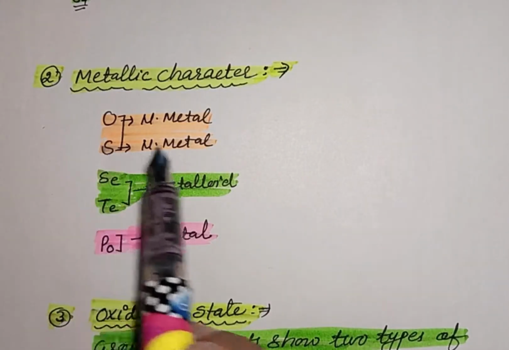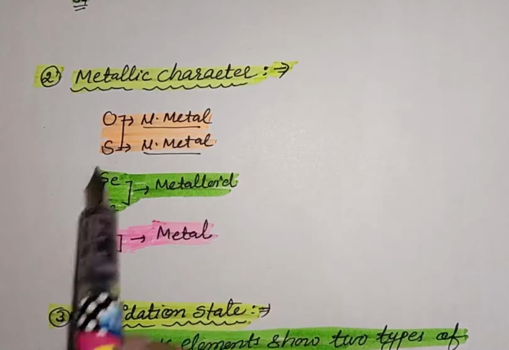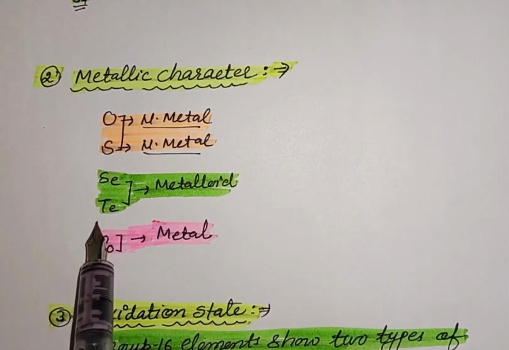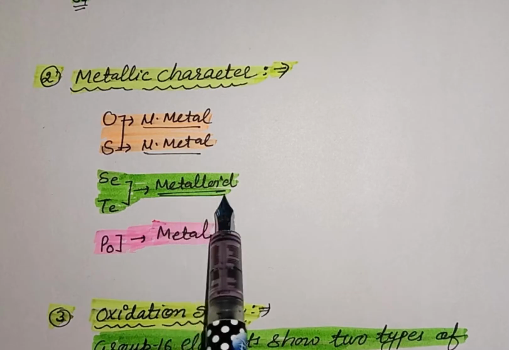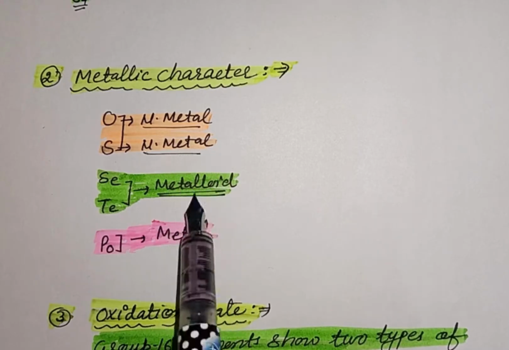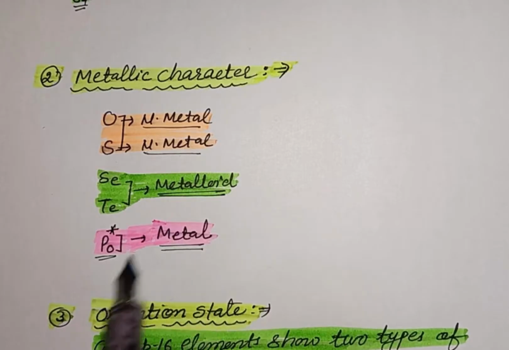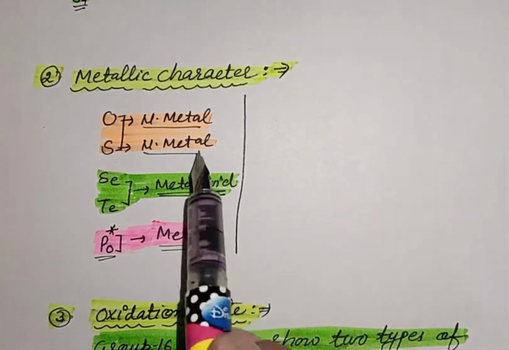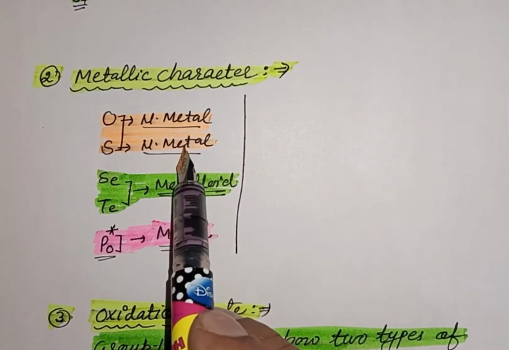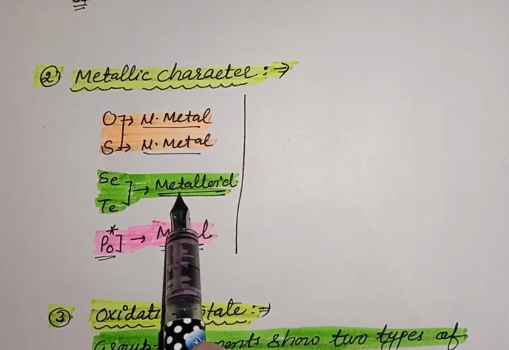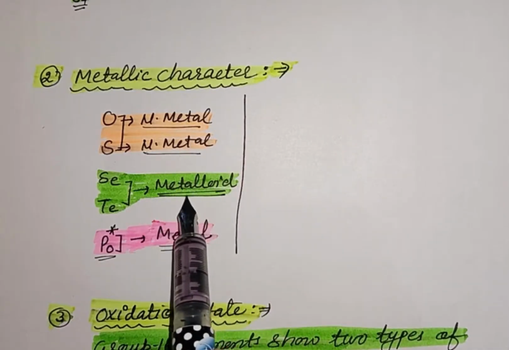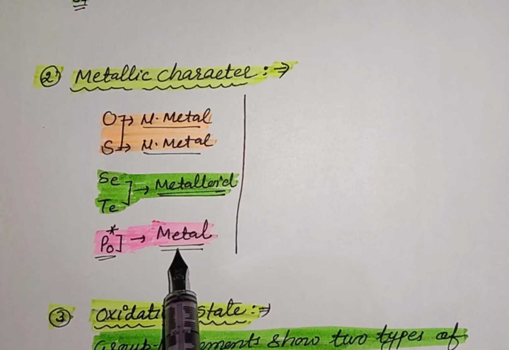Next one is the metallic character. The first two elements of this group, oxygen and sulfur, are non-metals. The other two elements, selenium and tellurium, are metalloids, which have the characters of both metals and non-metals. And the last element, which is radioactive, has only metallic character. It is well known that the oxides and hydroxides of non-metals are acidic in nature, the hydroxides and oxides of metalloids are amphoteric in nature, and the hydroxides and oxides of metals are basic in nature.